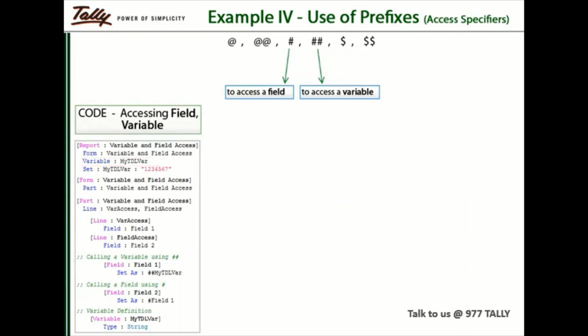The name of the variable is declared in the report definition and its initial value is provided using the attribute set. The value of the variable can be accessed by using the double hash prefix. The value of a field can be accessed by prefixing the field's name with the hash sign.